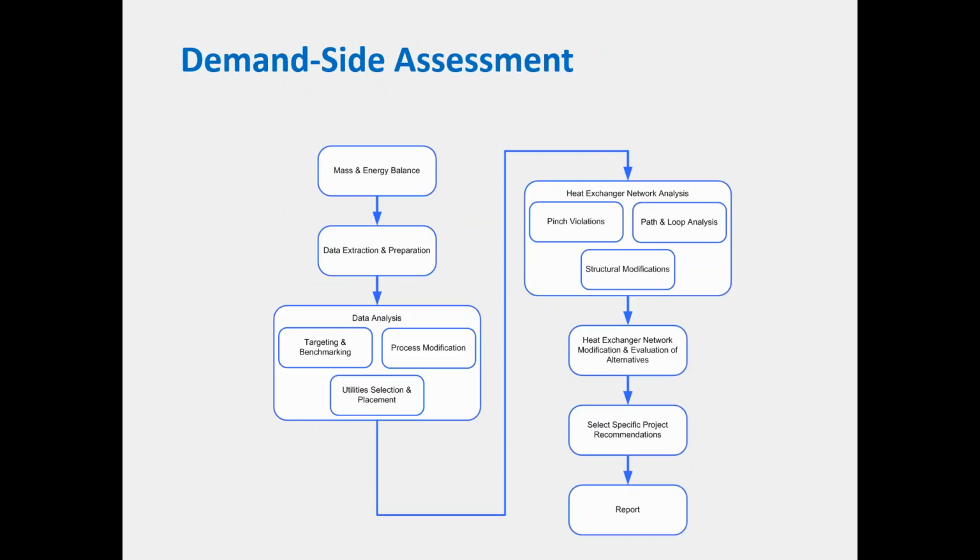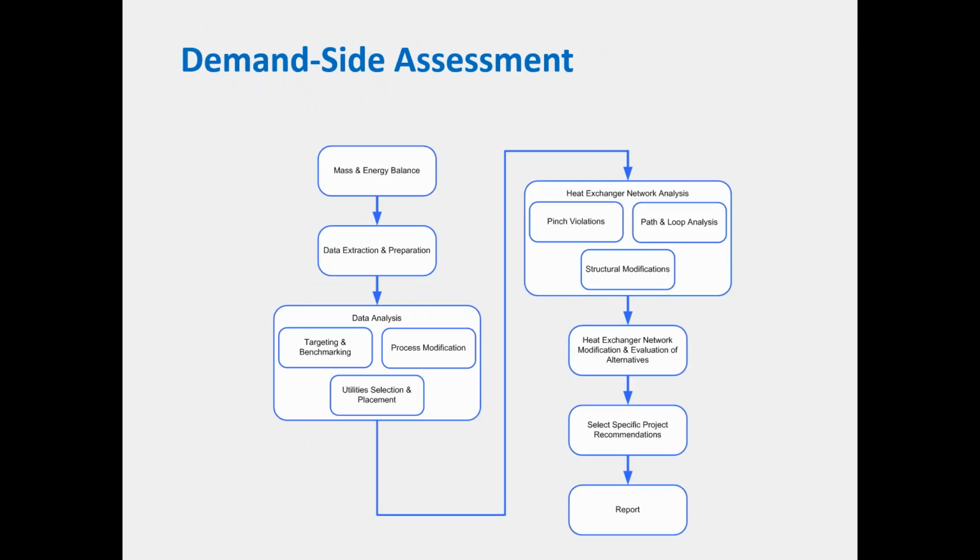So in our demand side assessment, what we're really trying to do is to determine what the maximum amount of heat recovery is that we can get, and there's a thermodynamic limit to that. And then how do we go about and design or modify our existing heat exchanger network in an economic way in order to get closer to that target or to that minimum.